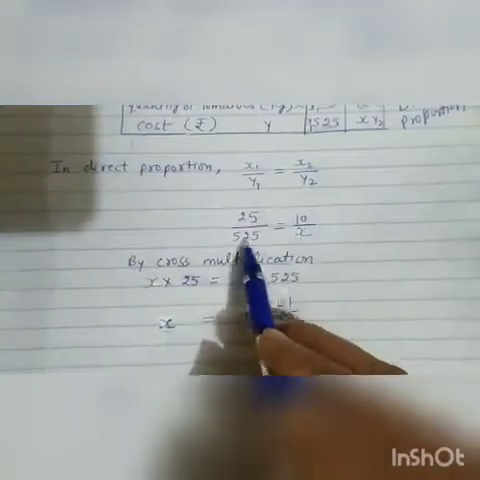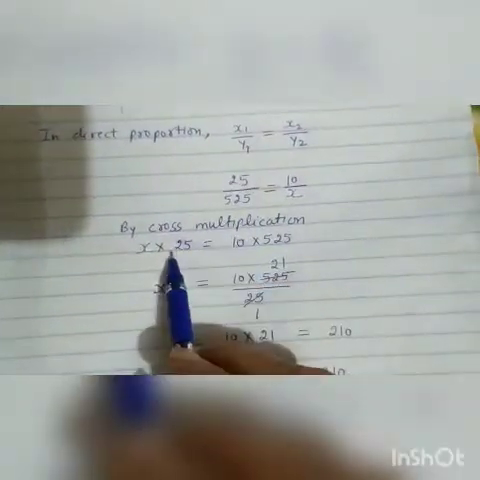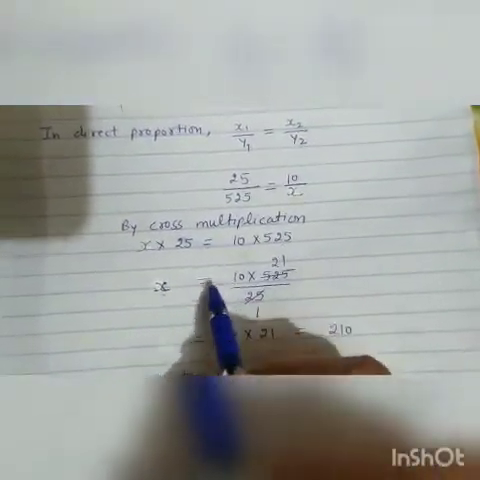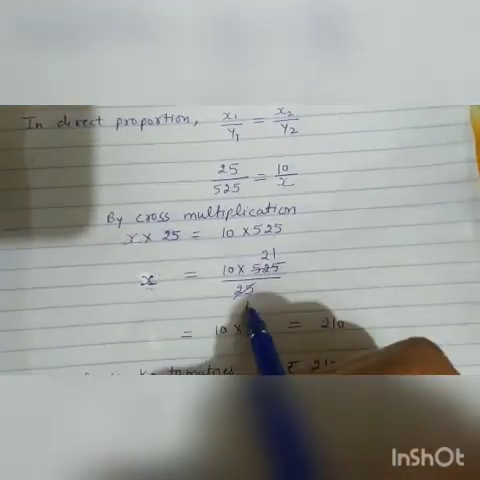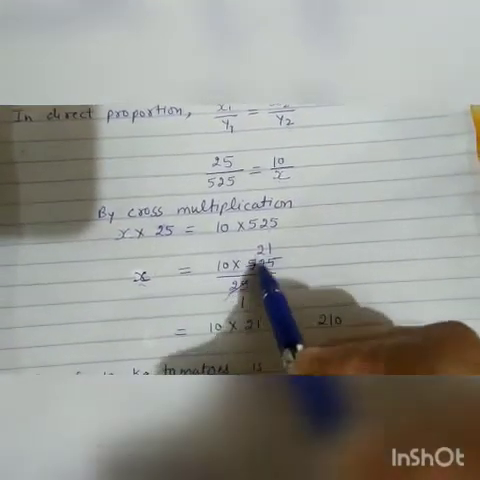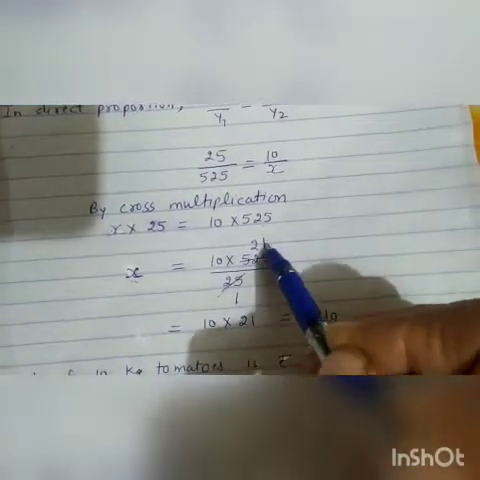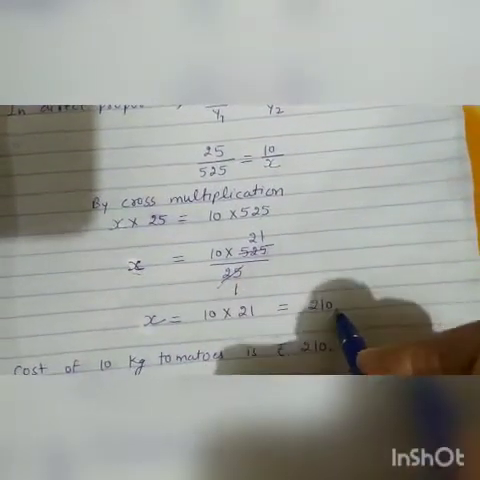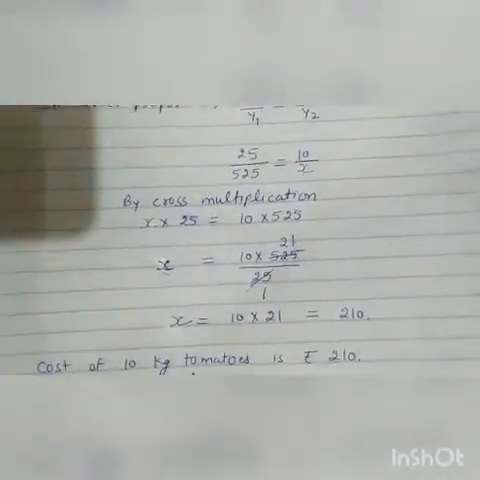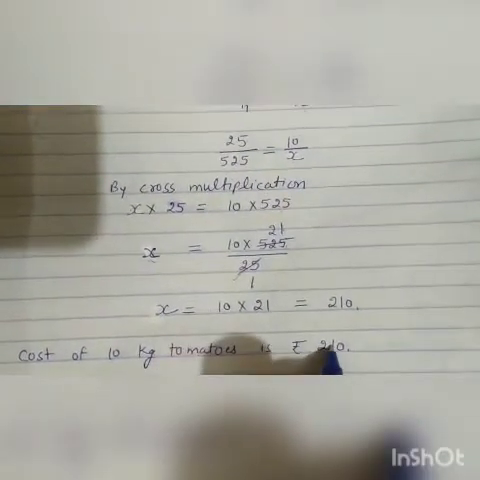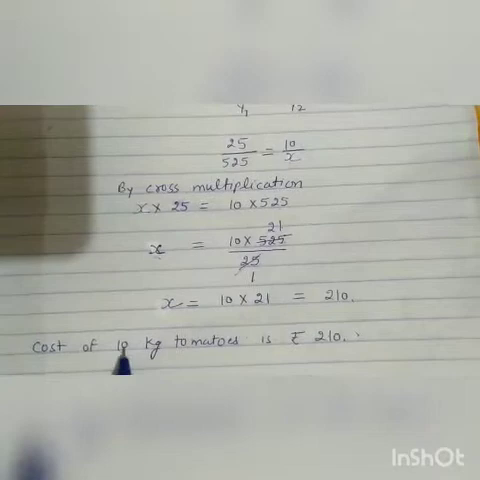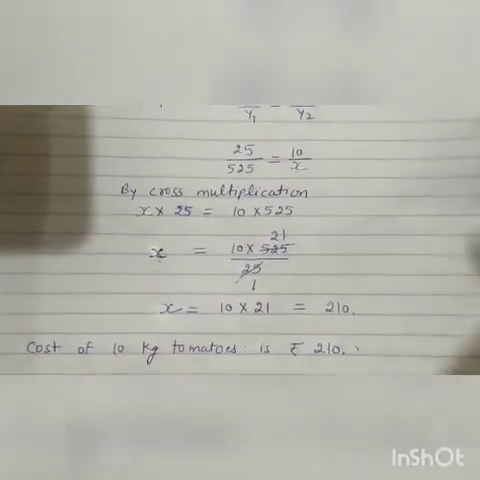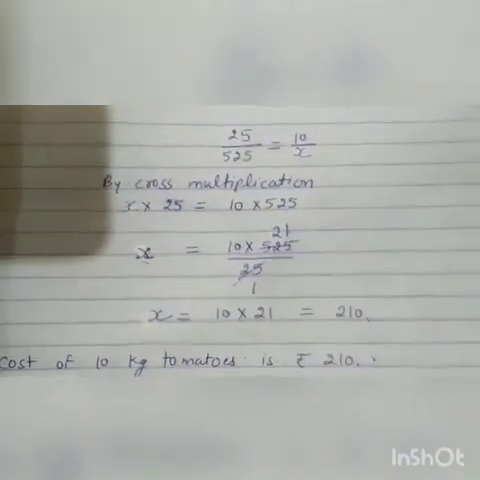Now by cross multiplication, x multiplied by 25 is equal to 10 multiplied by 525. Then x is equal to 10 multiplied by 525 upon 25. 25 ones are 25, 25 twos are 50, remainder 25, 25 ones are 25. Then x is equal to 10 into 21, 210. Means the cost of 10 kg tomatoes is rupees 210. The cost of 10 kg tomatoes is rupees 210. Clear?